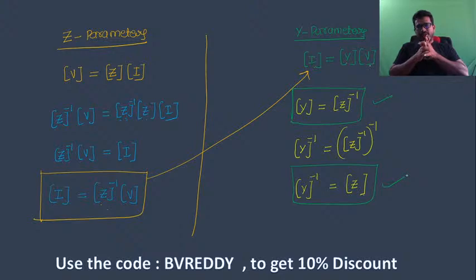Any doubts now? If you have any doubts, please ask. Fine. So this is about the Y and Z parameters we have discussed in today's class, and in the next class we will continue with the remaining parameters and solve a variety of problems.